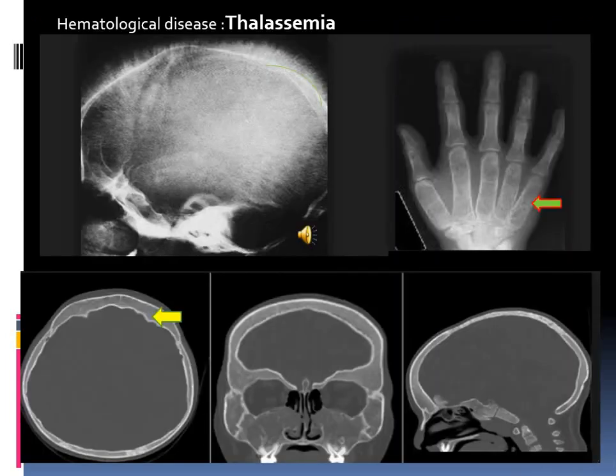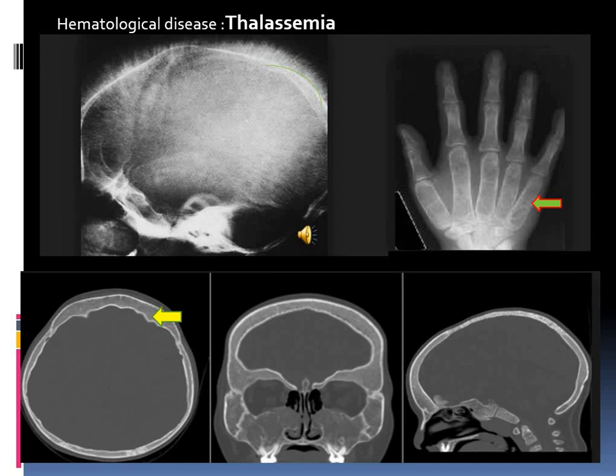In hematological diseases, we have for example thalassemia. Thalassemia is a hematological disease that affects the bone or the skeletal system in the following ways. First of all, in the skull X-ray we can notice thickening of the diploic space, as the vault of the skull here is spiculated by multiple hair-like lines oriented vertically to the vault of the skull. This is called sun-ray spiculation, which is related to thalassemia. In the hand also, we suspect that there will be hyperproliferation in the area of the bone marrow.